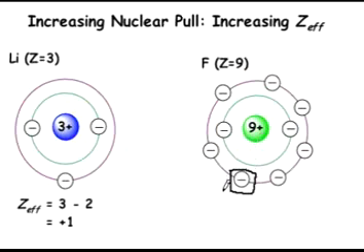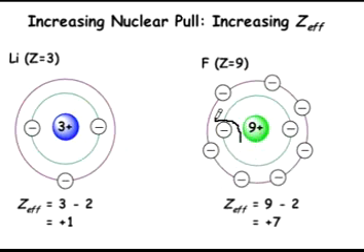The effective nuclear charge is still calculated the same way. There are a total of 9 electrons minus the 2 core electrons that are now shielding the nucleus from the valence electrons. Now there are only 2 core electrons, so the electrons in the valence shell feel a stronger pull from the nucleus. They feel an effective nuclear charge of +7.